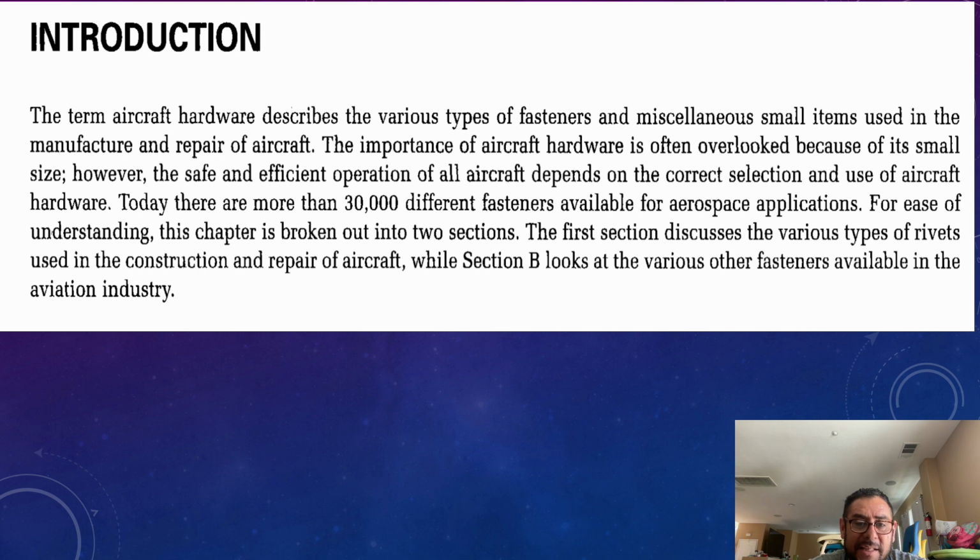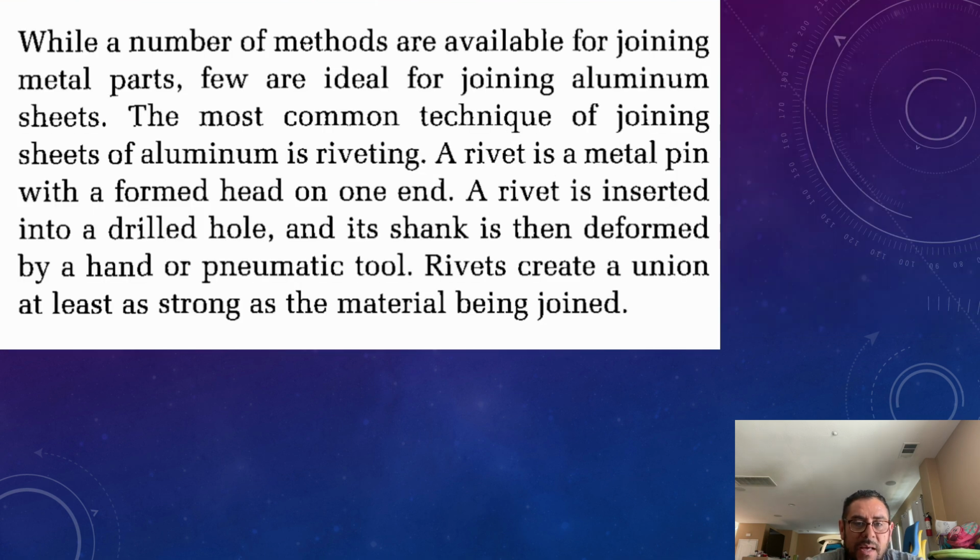For ease of understanding, this week's lecture is going to be broken down into two sections. The first section discusses the various types of rivets used in construction and repair of aircraft, while the second part will look at various other fasteners available in the aviation industry. I can't cover all 30,000, but I will cover, for the most part, the majority of them. While a number of methods are available for joining metal parts, few are ideal for joining aluminum sheets. The most common technique for joining aluminum sheets is riveting.